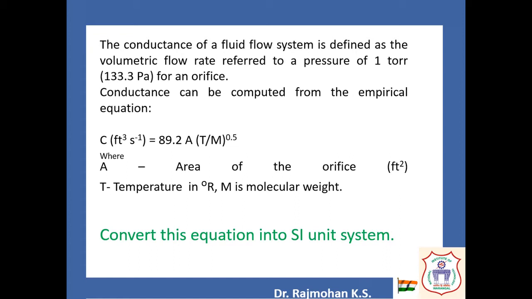So what we have to do, left hand side is C, which is in feet cube per second, so that we have to convert to meter cube per second. Similarly, in the right hand side there are two things we have to substitute, area and temperature. Area is in feet square, we have to convert to meter square. Temperature is in Rankine, we have to convert to Kelvin. Molecular weight will remain the same, so we need not touch that term M. Okay, we should be able to solve it now.